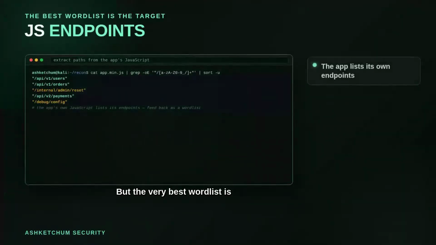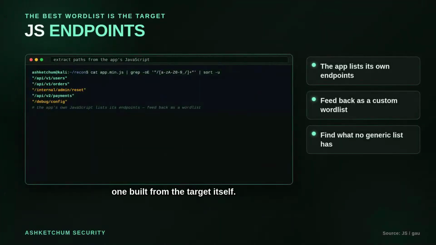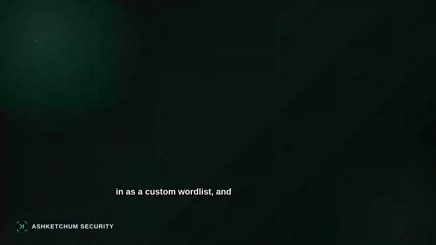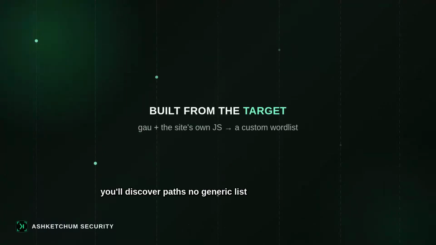But the very best word list is one built from the target itself. Every site tells you its own secret vocabulary if you listen. Pull all the URLs a site has ever exposed with a tool like GAU and scrape the JavaScript files the app loads, because they are packed with API paths and endpoint names. Feed those words back in as a custom word list and you'll discover paths no generic list would ever contain. Generic lists find the common stuff. Target specific lists find the unique stuff nobody else does.